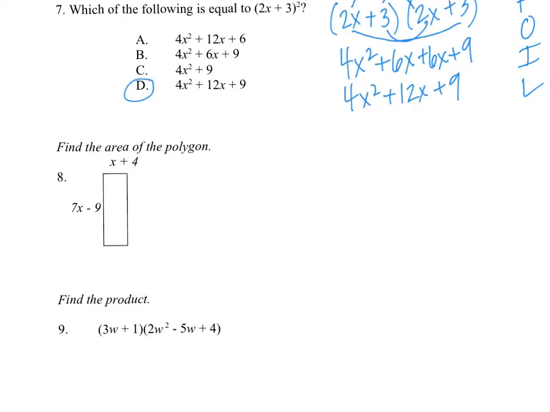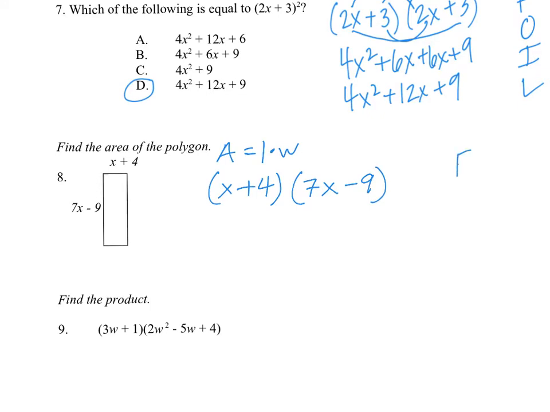Okay, in number 8, we have 2 binomials. This is asking us to find the area. It's a rectangle, and when we're finding area of a rectangle, we're doing length times width. So let's just call one of them the length and one of them the width. So we're basically multiplying these 2 binomials. So we're going to do the same thing that we did with the last question. We're going to FOIL again. This is just a different way that you may see it.